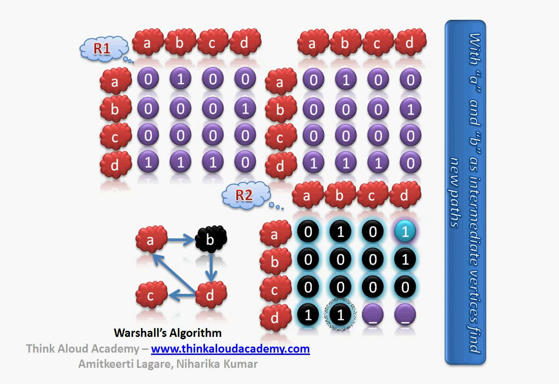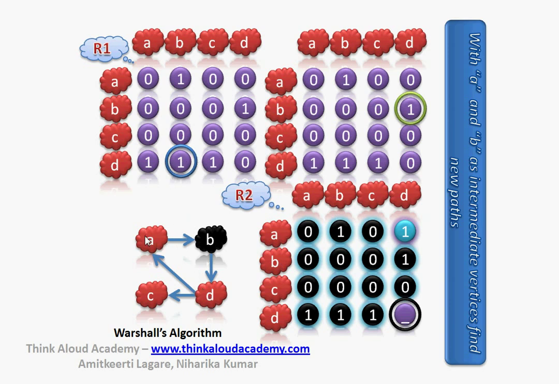Then can I go from C to C via B? It really doesn't look like I can, because from C there are no outgoing edges. C to B is a 0 and B to C is also a 0. So this value becomes a 0, and I cannot go from C to C. Can I go from C to D? For that, I have to go from C to B and B to D. C to B is 0, but B to D is 1, so it doesn't matter. This becomes a 0.